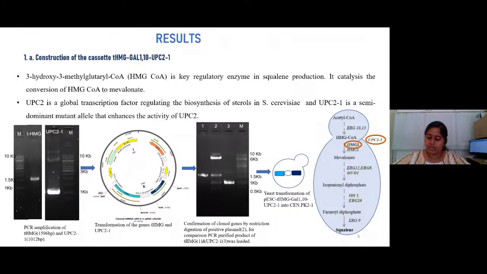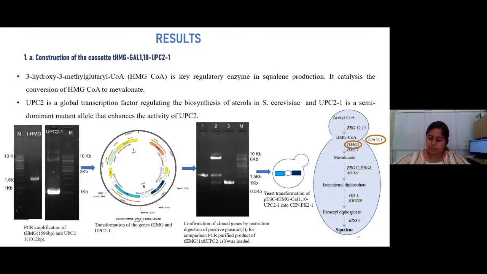Now going to the figures, we are illustrating the process of cassette construction. So we amplify the genes with primers containing selected restriction sites from the multiple cloning sites of the plasmid that we wish to insert the genes into. The DHMG is isolated from a laboratory strain genome, and UPC21 was isolated from a plasmid that was gifted to us by Jasper Rine's group of UC Berkeley. The amplicons were inserted into the plasmid by restriction digestion and ligation.